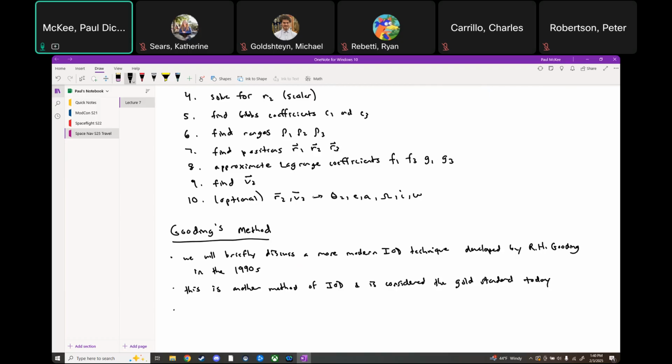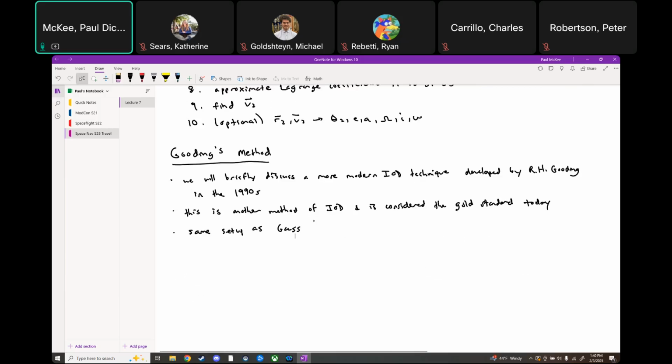And this is the exact same problem setup as Gauss. So this is just, is there some other way to get R2 and V2 out of your observer positions and your line of sight vectors? So same setup as Gauss. And the basic premise is this. There's a lot of, like, the devil's in the details, but here's the very basic premise.